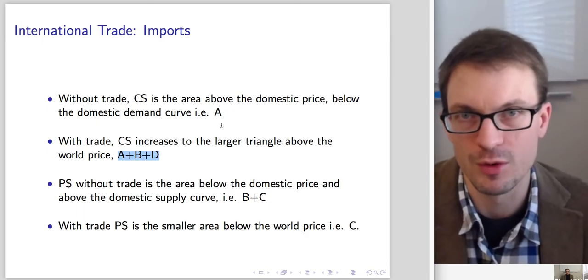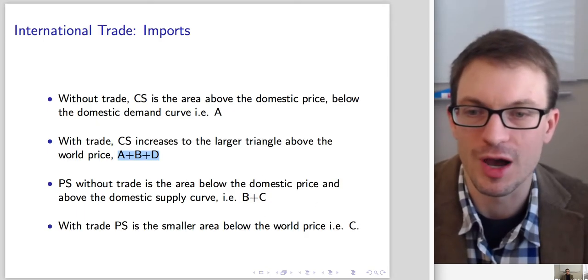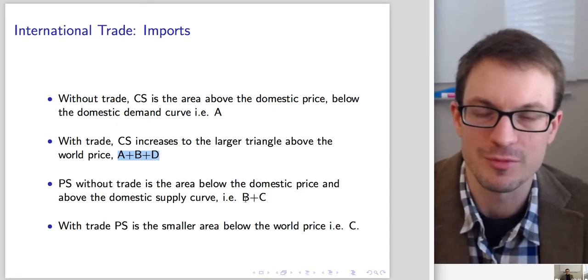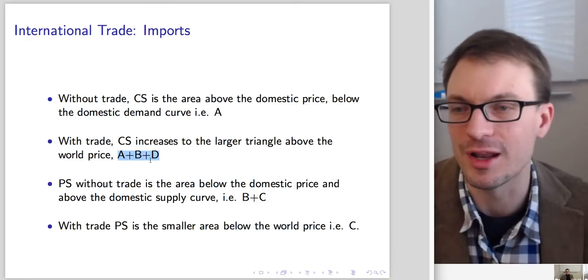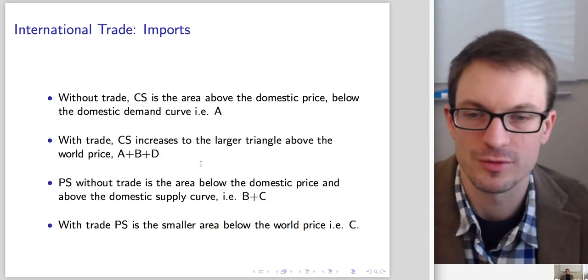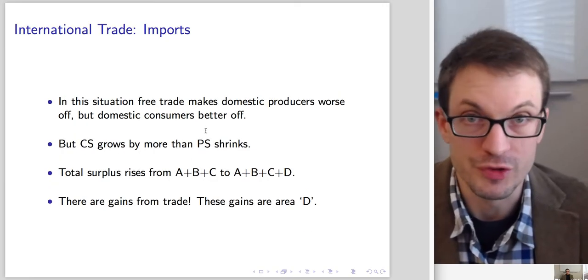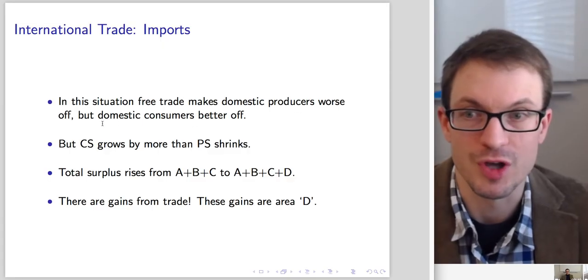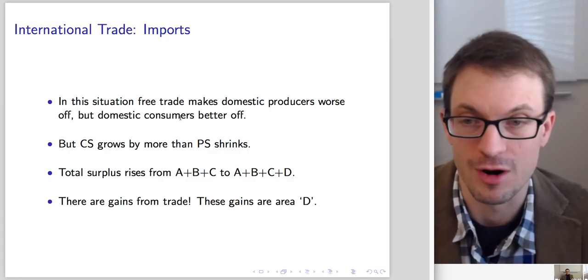What's going on? Well, with trade, consumers are pulling off some surplus, part of area B. It's not exactly area B, but part of area B from domestic producers. And they're getting a large part, they're getting imports. They're getting benefit from foreign producers, right? So what's going on? Free trade is going to make domestic producers worse off, but domestic consumers better off.